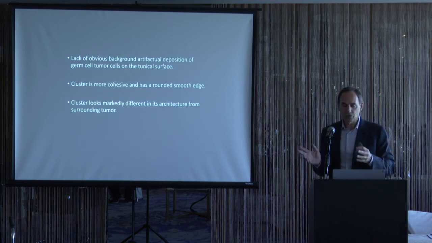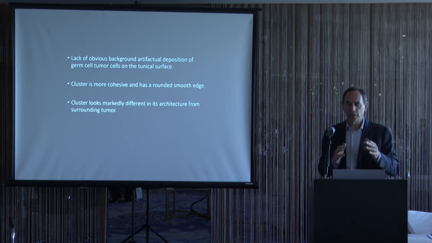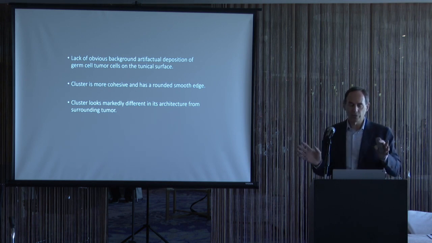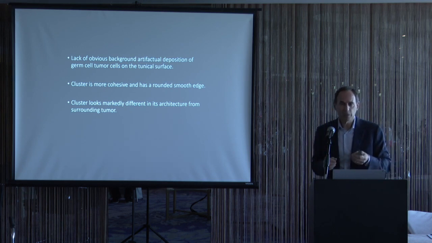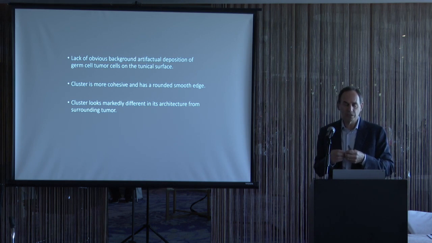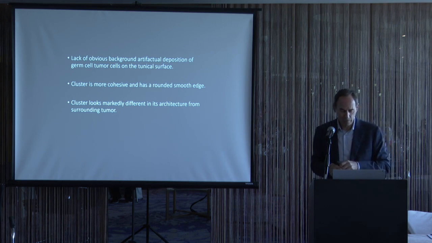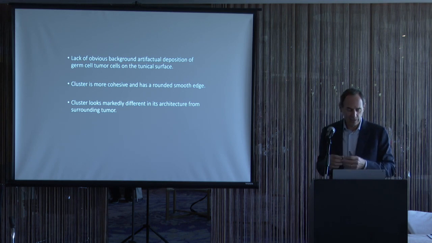The other thing I will do, and I'll show examples of this, is when you're assessing whether something is true vascular invasion or an artifact, just look at low power to see how much background artifactual deposition of germ cell tumor all over the place is present. So in a case where you see displaced tumor cells on the outside of the tunica, all over the slide, those are cases you want to be more cautious calling vascular invasion. Typically, in true vascular invasion, the cells are going to be more cohesive. They'll have a more rounded edge as opposed to loose cells with artifactual displacement. And then the other thing is sometimes just to look at the cluster and say, is the architecture of that cluster different than surrounding tumor?